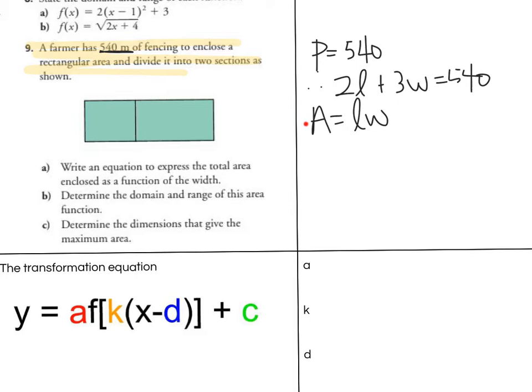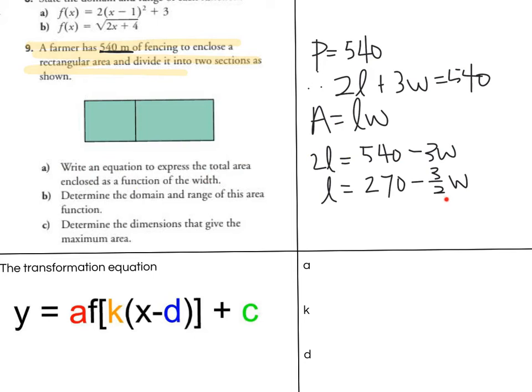We also know that we're asked to write an equation for area, so it's area equals length times width. I want to eliminate one of those variables because it says to express the equation as a function of the width. So if I replace L with some function of W, 2L from here is equal to 540 minus 3W. Divide everything by 2, and I get L equals 270 minus 3 halves W.